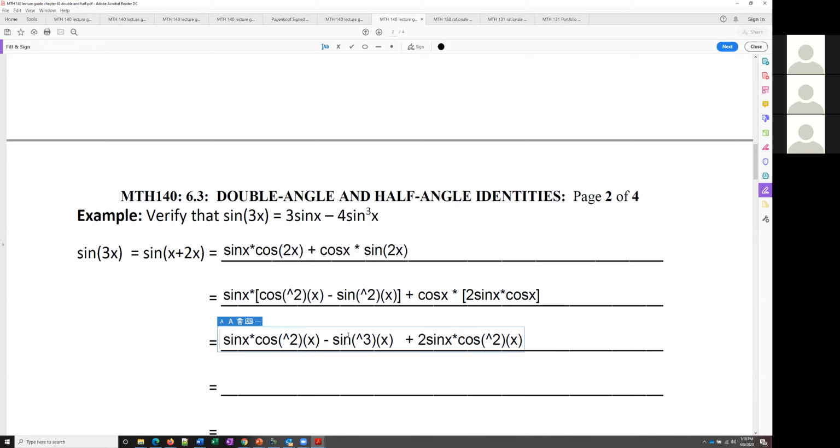Okay, so I'm looking at the top here. I want to end up with 3 sine x minus 4 sine cubed x. I've got a sine cubed. Now here, I've got a cosine squared. And here I've got a cosine squared. And I don't want to have any cosines in my answer at all. So I need to think, how could I get rid of having a cosine squared?